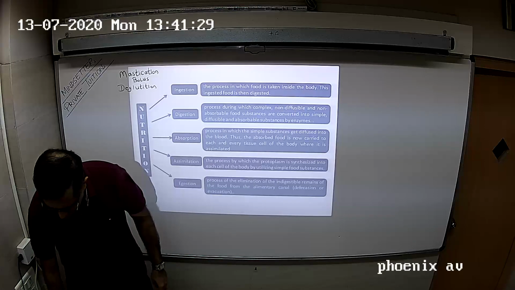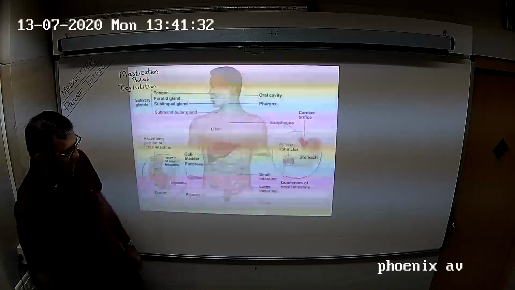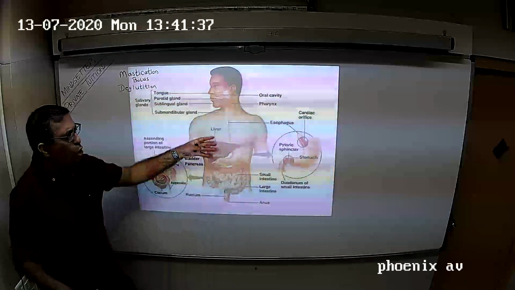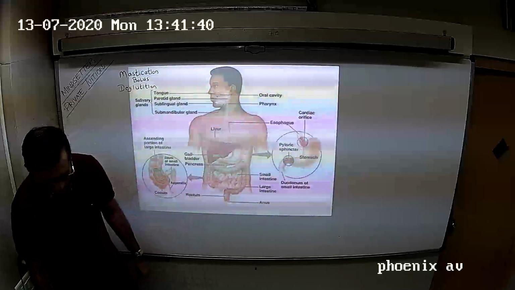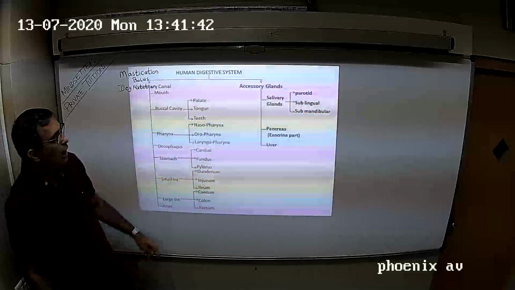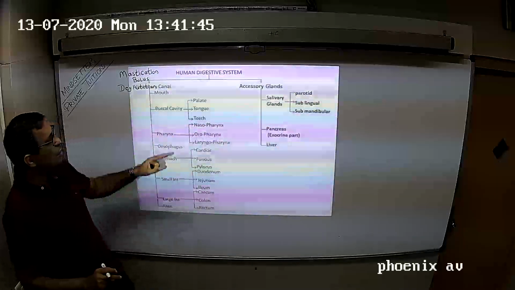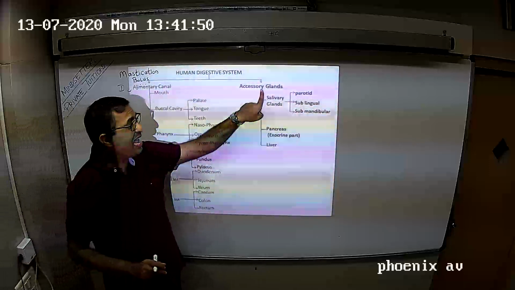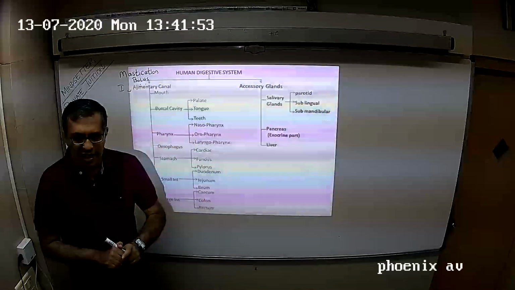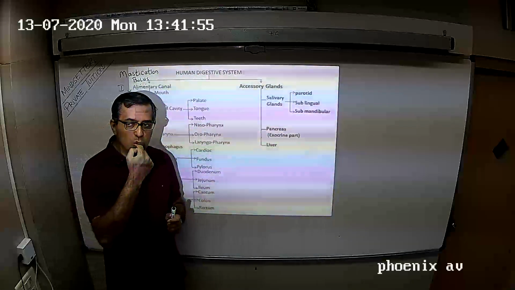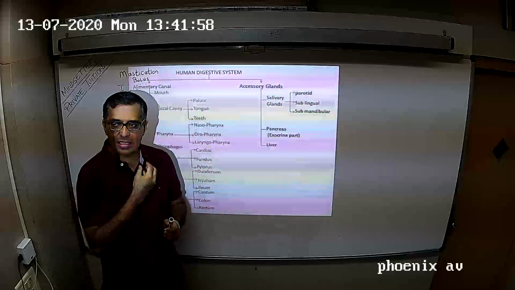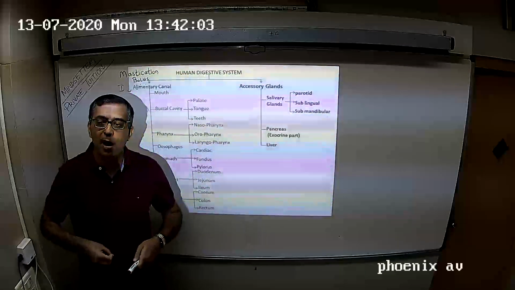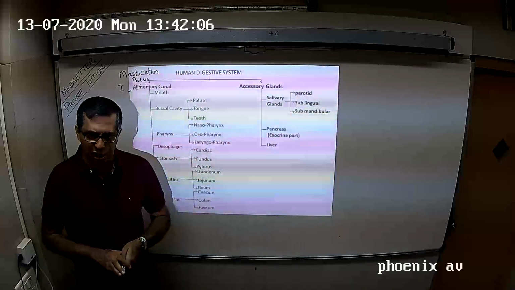Sir, what does your digestive system look like? So this is your digestive system. Of course, आपने स्कूल में भी पढ़ा है. So sir, what does the digestive system consist of? The human digestive system consists of the alimentary canal and accessory glands. So there is a canal right from the mouth to the anus, which is called the alimentary canal, and there are supporting glands which produce enzymes that help in digestion.